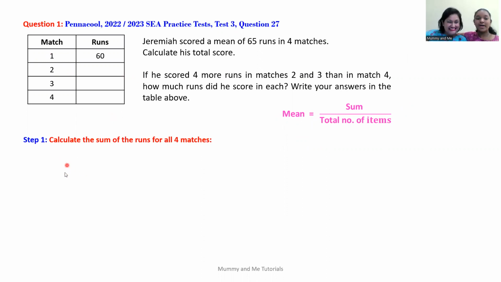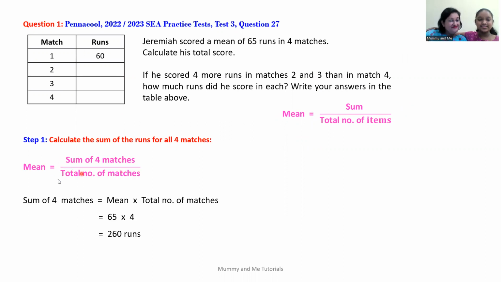So if we need to calculate the sum of the runs in all 4 matches, how do we do that? We know that the mean is equal to the sum of the 4 matches divided by the total number of matches. So we're changing this up a little bit. This is the sum of these 4 matches divided by the total number of matches. How many matches did Jeremiah play? 4. So this will be 4.